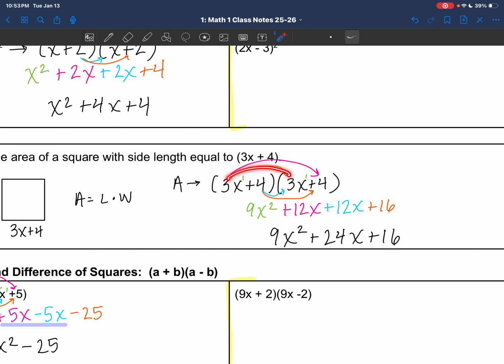So we're going to go first, outer, inner, and last. Basically you're just making sure you're multiplying all the terms together. And then combine like terms. And then there you go. That's the area.